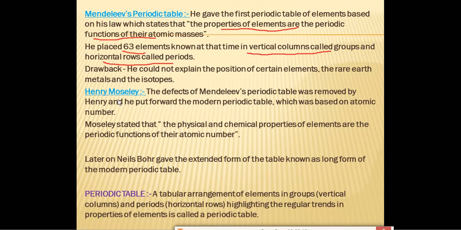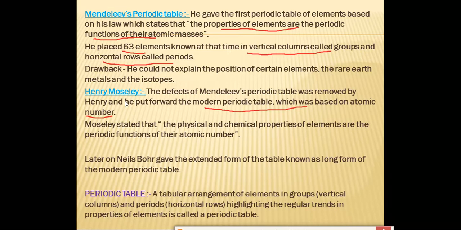The defects of Mendeleev's periodic table were removed by Henry Moseley, and he put forward the modern periodic table, which was based on atomic number. Okay, the drawbacks in Mendeleev's periodic table were removed by Henry Moseley, and he has given which periodic table? The modern periodic table, and it was based on atomic number. You have to remember, the modern periodic table was based on atomic number, and Mendeleev's periodic table was based on atomic masses.